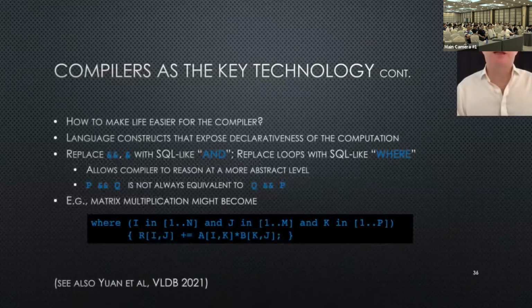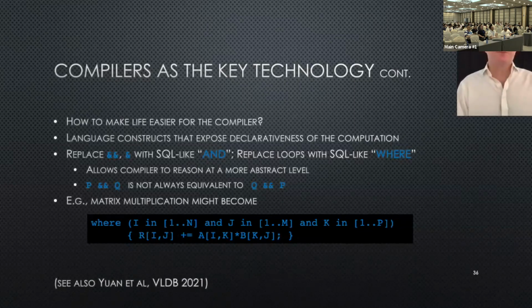So how might we make life easier for the compiler if this is such a challenging problem? I propose that we should expose declarativeness. This is something that the database community has been looking at for a long time. One of the advantages that we teach our students in our introductory database classes is how important declarativeness is.